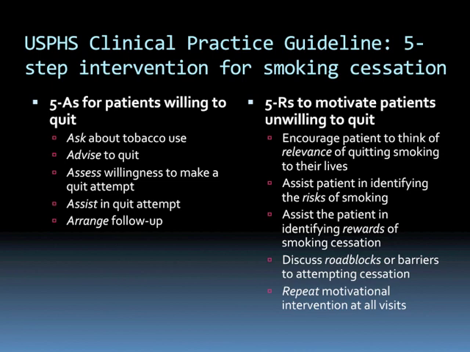Now, the 5 A's and 5 R's, what are they? The 5 A's are, for people willing to quit: ask about tobacco use, advise the patient to quit, assess willingness to make a quit attempt, assist in the quit attempt, and finally arrange follow-up. And if you've got a friend, a loved one, or a patient who doesn't want to quit, it's very important that we still talk about it. One of the things you don't do is say, you're so stupid, I can't believe you smoked. Instead, encourage patients to think of the relevance of quitting smoking.